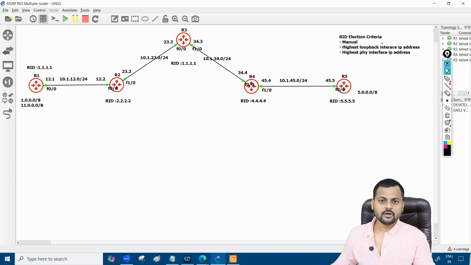In a production network, it's always recommended to give the manual preference. I'll make a separate video on this one: why do we require the manual preference? Now understand the logic behind the router ID of the EIGRP protocol.